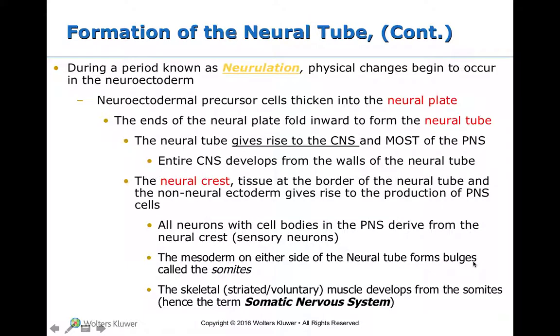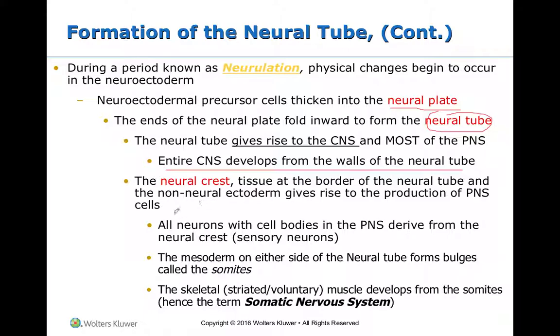Now, during a period known as neurulation, physical changes begin to occur within that neuroectoderm portion. So the neuroectodermal precursor cells will thicken into a neural plate. The ends of the plate will fold inward to form the neural tube, and the neural tube will give rise to the central nervous system. So the entire central nervous system develops from the walls of the neural tube. It also gives rise to most of the peripheral nervous system.